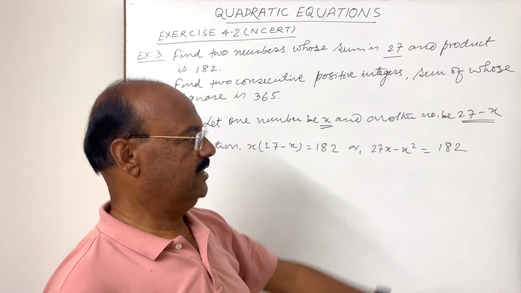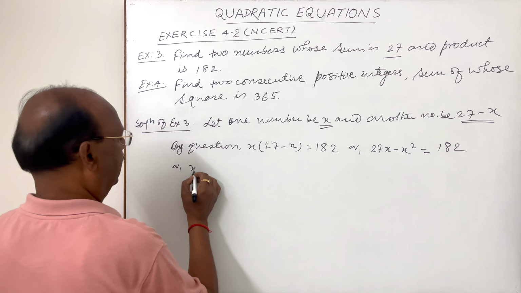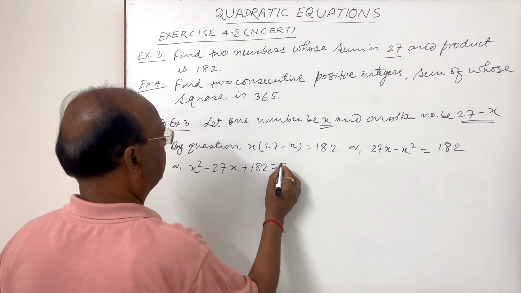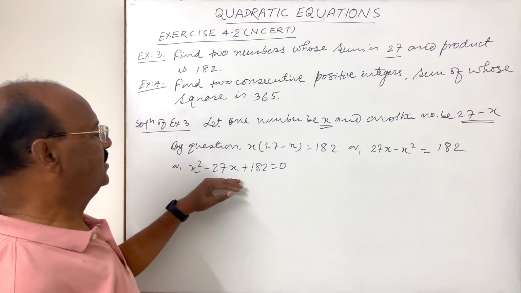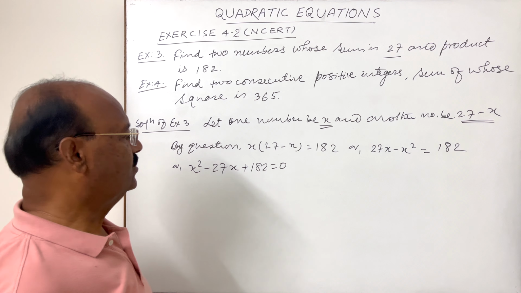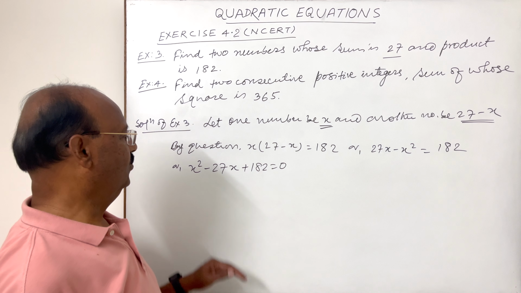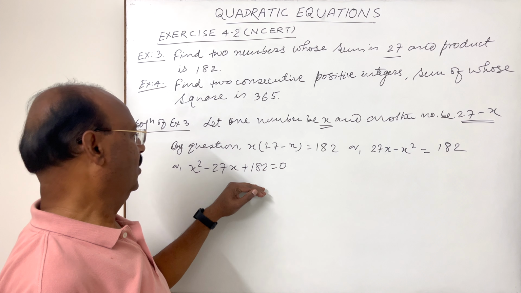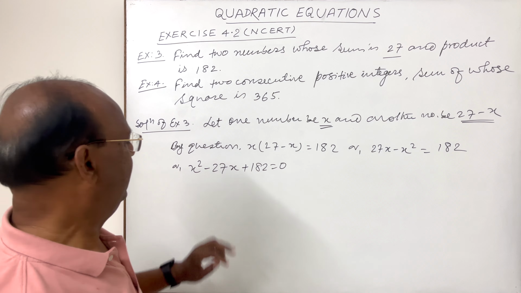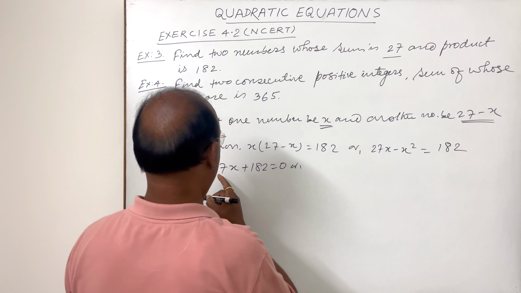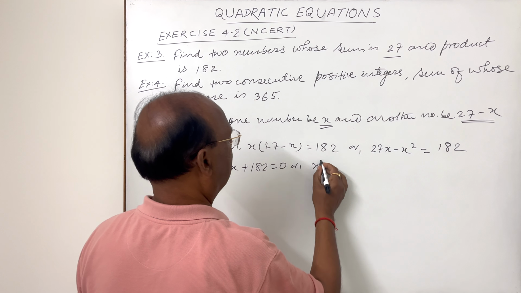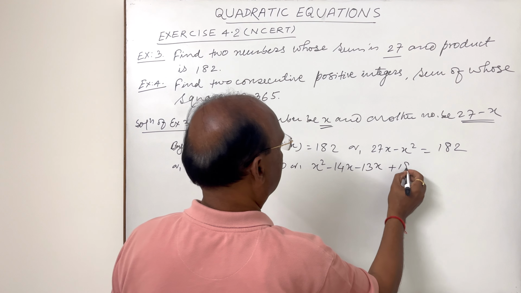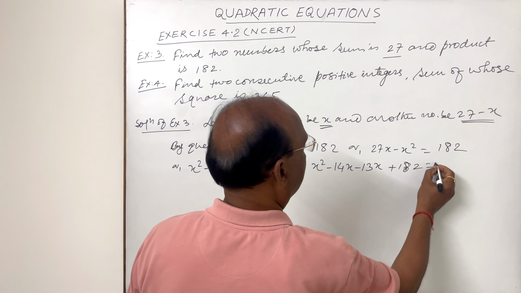Transposing these two terms to the right hand side, we will get x square minus 27x plus 182 is equal to 0. Now we will split up this middle term. In previous videos also we have discussed how we can split up the middle term and how we can factorize a quadratic equation. So minus 27x, after split up, can be written as x square minus 14x minus 13x plus 182 is equal to 0.